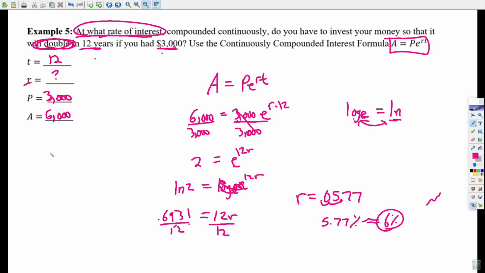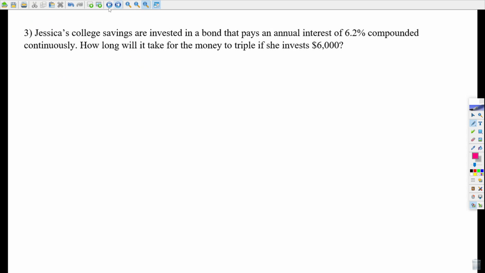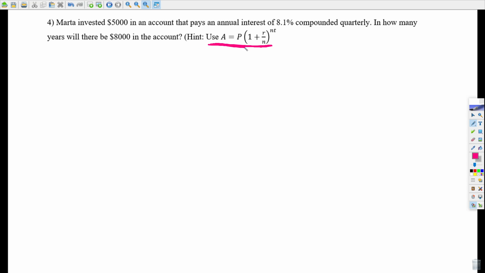Which I know would take a long time. 12 years is a long time to only get $3,000 extra, but you're going to double your money in 12 years. That's at 6%. Obviously, if you got more, it wouldn't take as much time. So that one correlates directly to number 3 about Jessica's college savings, where you're going to use PERT again. And then number 4, you're using this old formula we used a while ago, but same idea. We're going to have to use logs eventually, and you're solving for how many years, so you're trying to solve for t.